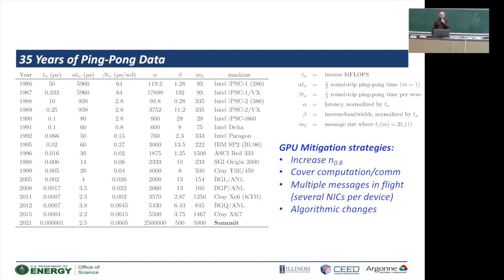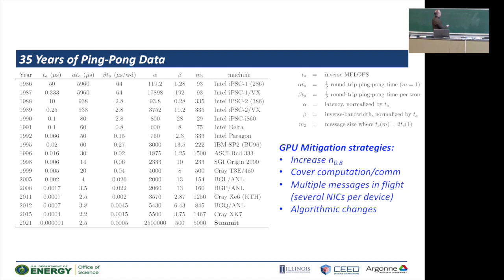Okay, so what are the mitigation strategies? Well, one is you just have to add more work, so you're not dominated by communication. So you increase n sub 0.8. You can also cover communication with computation. You can have multiple messages in flight, and then you can make algorithmic changes.